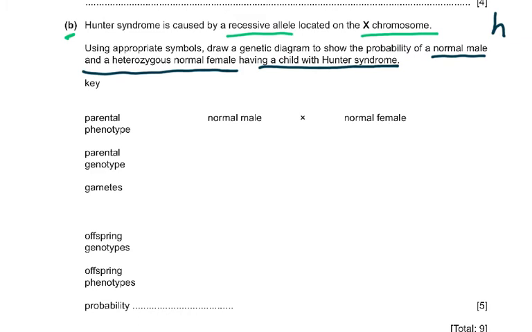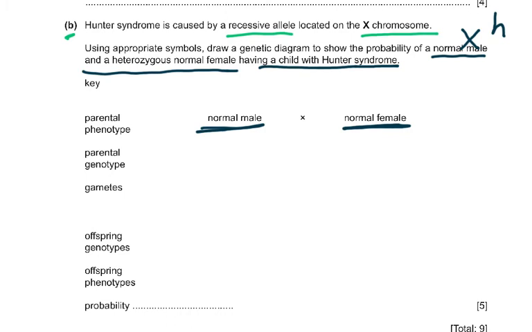So, what information is given in the question? First, look at that. It's a recessive allele and it's always on the X chromosome. So, it has to be X raised to the power small h. Show how a normal male, so you have here a normal male and a normal female, and how could they have a child with Hunter syndrome?